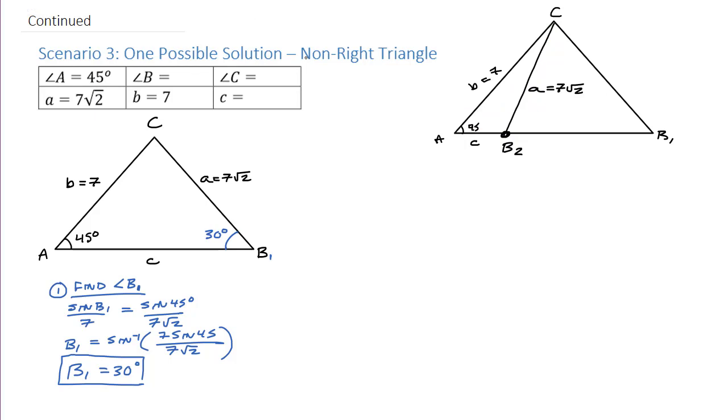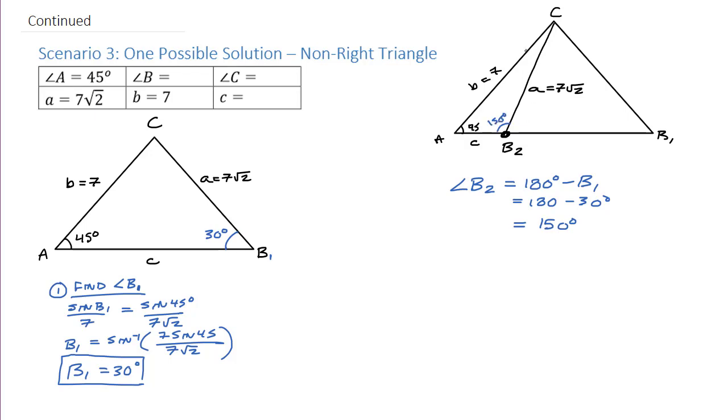Well, from earlier in the notes, it's always the same. To find angle B2, the angle in the other triangle, all you do is take 180 and subtract B1 from it. So what's 180 minus 30 degrees? We're going to get 150 degrees. So in this triangle, that corner would be 150 degrees.